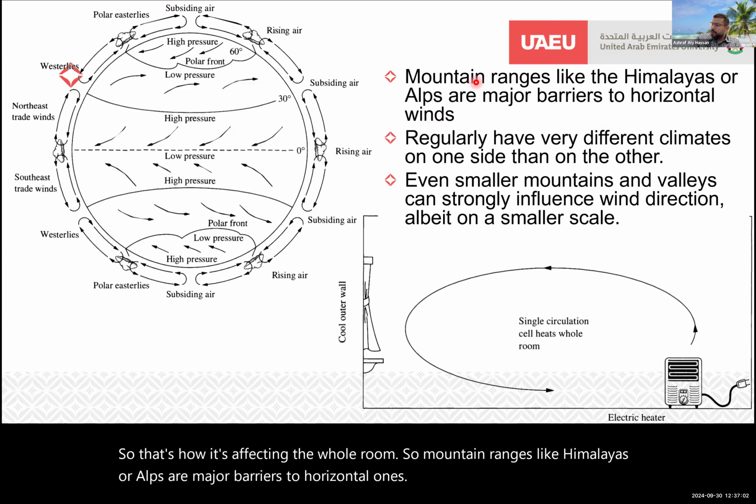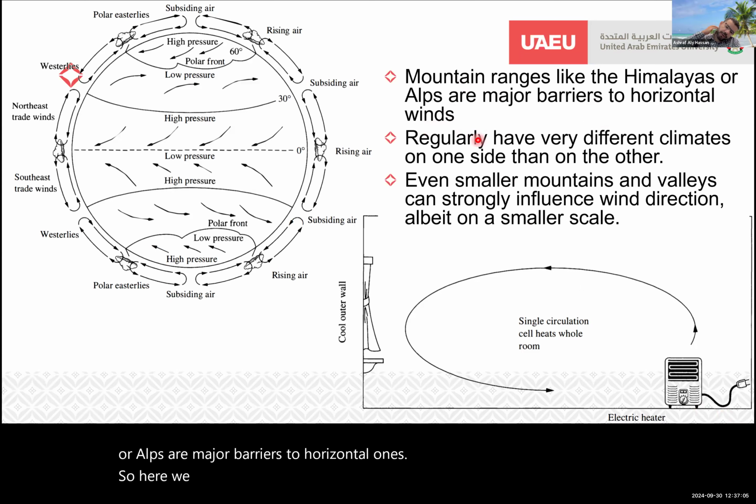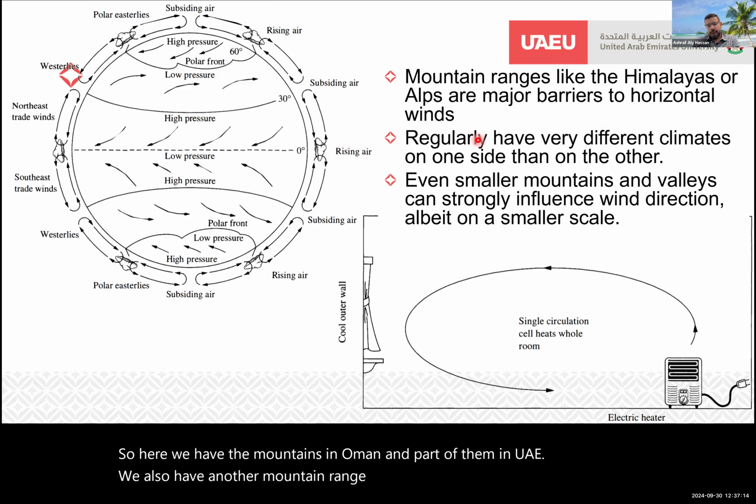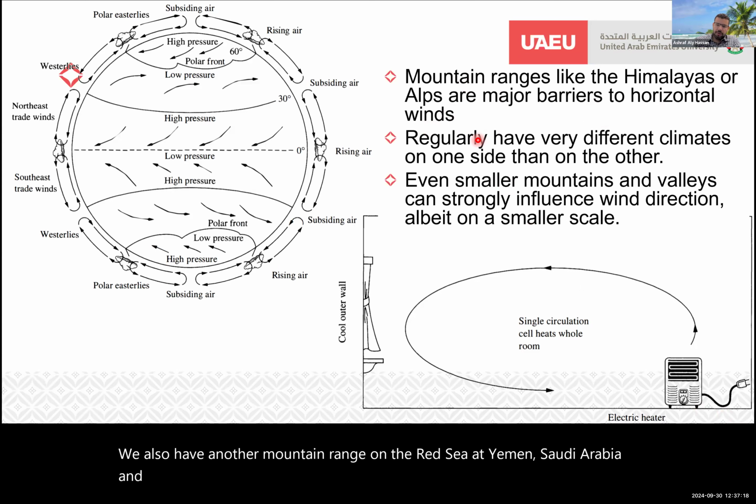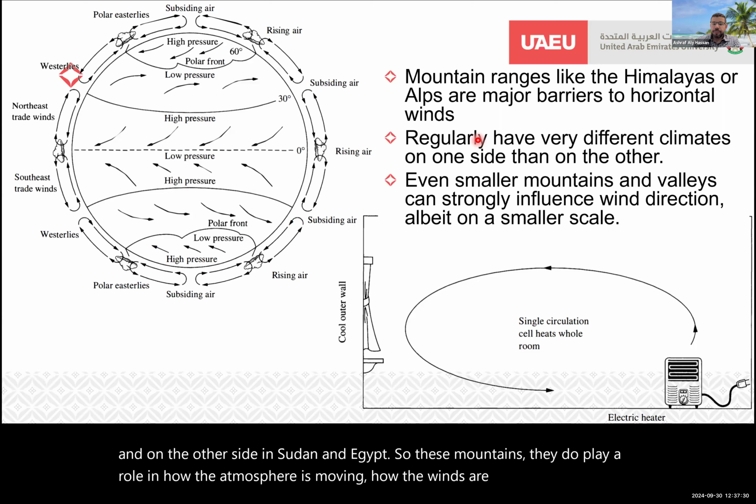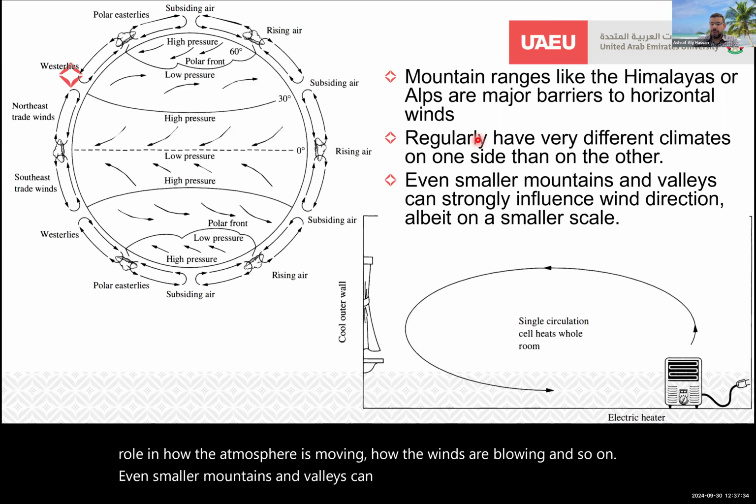So here we have the mountains in Oman and part of them in the UAE. We also have another mountain range on the Red Sea at Yemen, Saudi Arabia, and on the other side in Sudan and Egypt. So these mountains do play a role in how the atmosphere is moving, how the winds are blowing, and so on. Even smaller mountains and valleys can strongly influence wind directions.